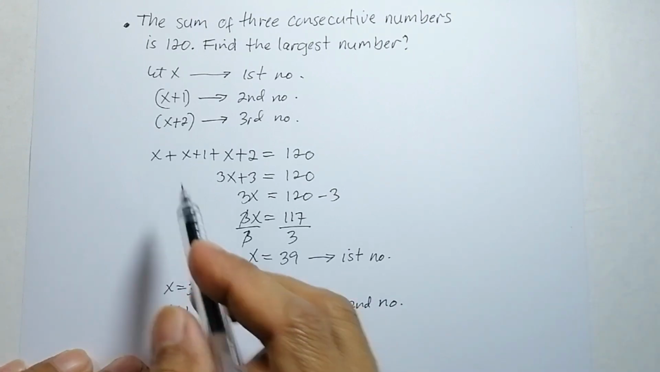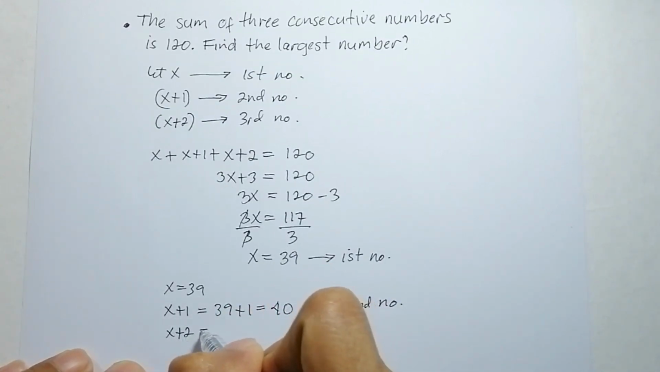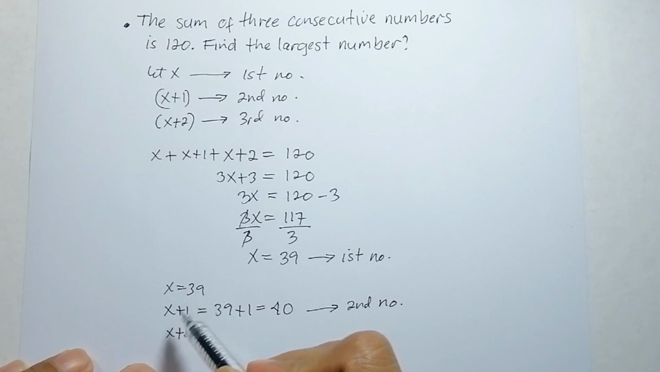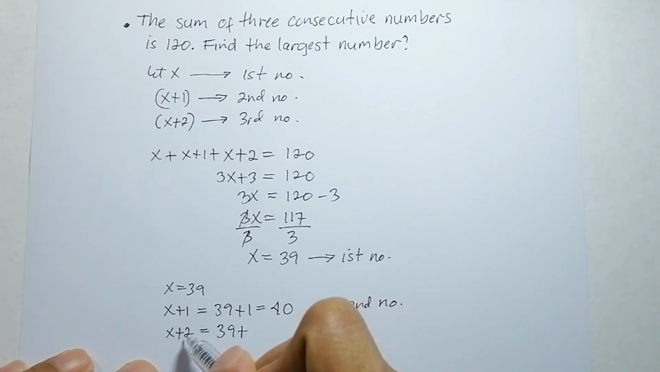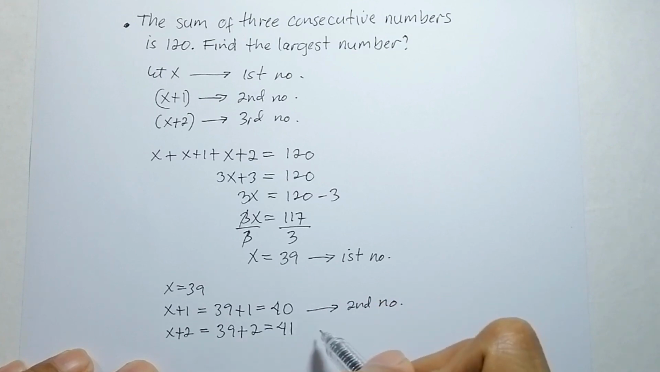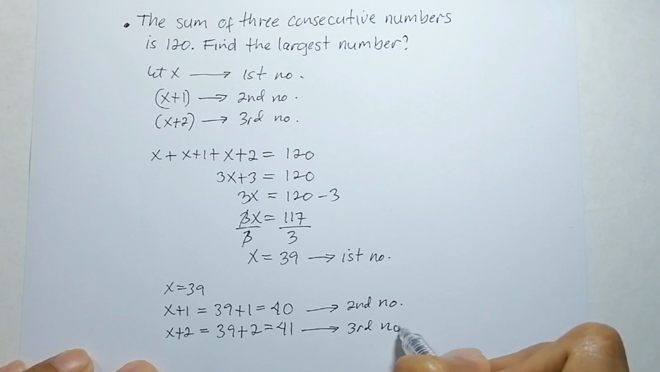Okay. Now for the third number, we're going to use this x plus 2. Again, we are going to replace x with 39. So this will be 39 plus 2, which is 41. So this will be the third number.